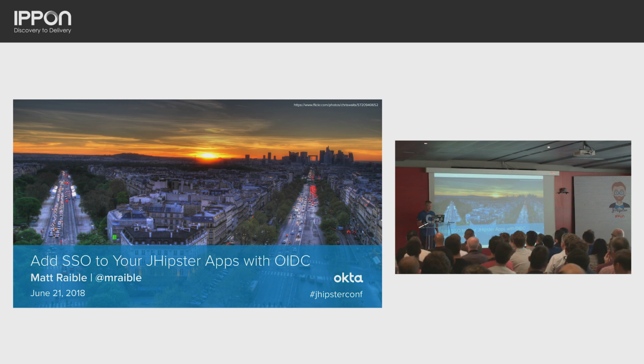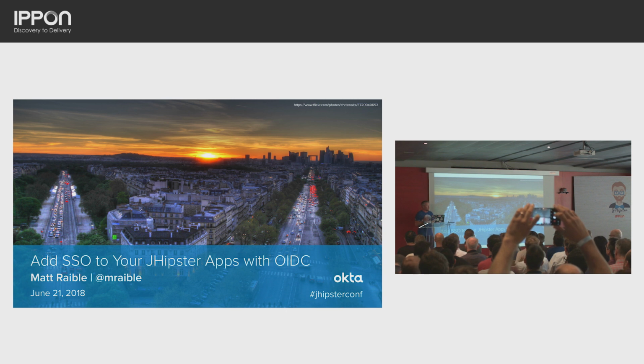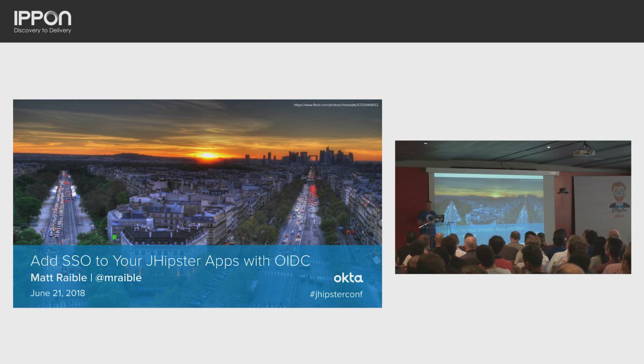Add SSO to your JHipster apps with OIDC. That's what we're talking about today. So the cool thing about SSO, single sign-on, and OIDC, OpenID Connect, is they're very useful when you're generating very many JHipster apps. Before I started working for Okta, I really didn't have a whole lot of interest in single sign-on. But if you're an enterprise and you're developing more than one app, chances are you want your users to be outside of your app. And this is what OIDC provides: having users outside of your app, and you can share those users between all your JHipster apps.